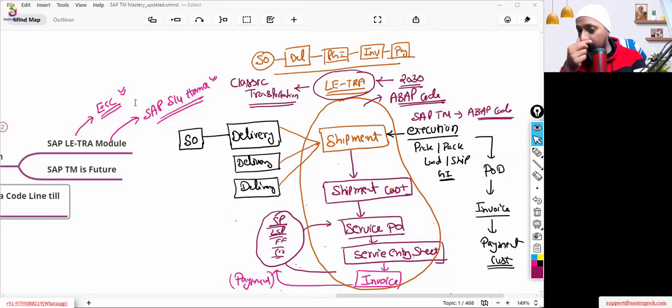Yeah, we'll come to that. Advanced TM license is required. Embedded TM can be adopted in two ways, one without license and one with license. I will come to both. Advanced TM would be requiring a license.